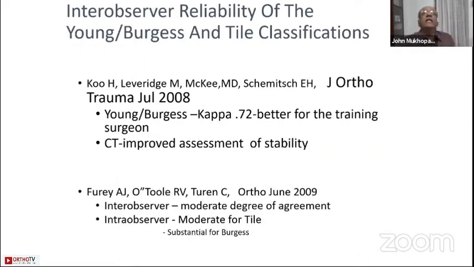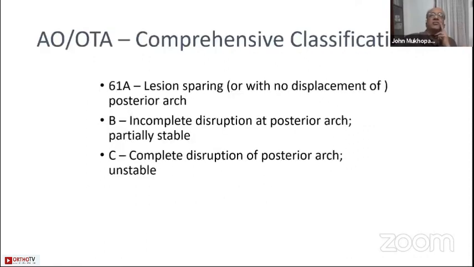Now, in terms of inter-observer reliability of the Young-Burgess and Tile classification, there are a number of studies which tend to show that the Young-Burgess classification has a better inter-observer and intra-observer reliability, which is further improved with the use of CT scans. Although if you look at the Young-Burgess classification, which first came out in a radiology journal in 1986 and in the Journal of Trauma in 1990, they were based on X-rays.